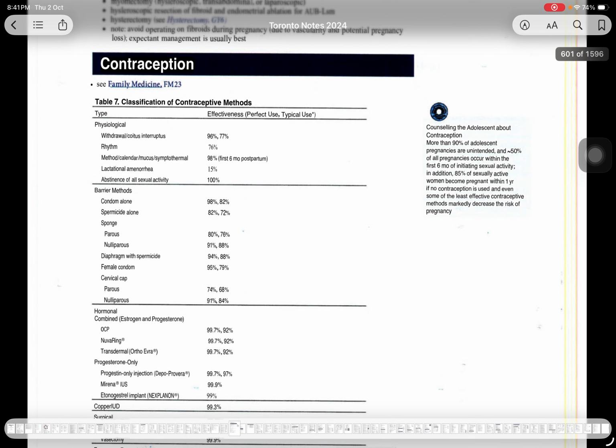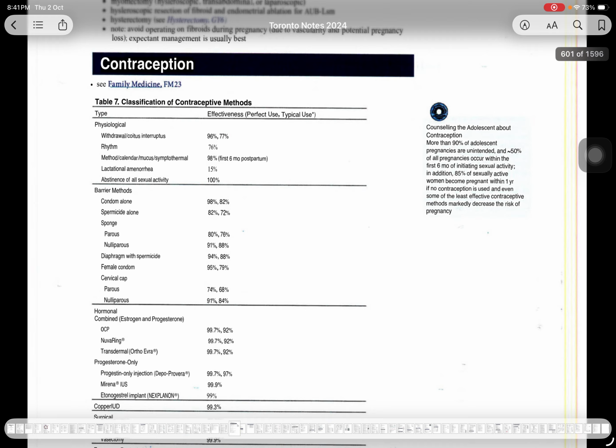So if, let's say, you're studying anything, if you start studying in a way that it's going to help you in future, you'll surely enjoy it more, right? So let's talk about counseling adolescents about contraception, the box on the right side.